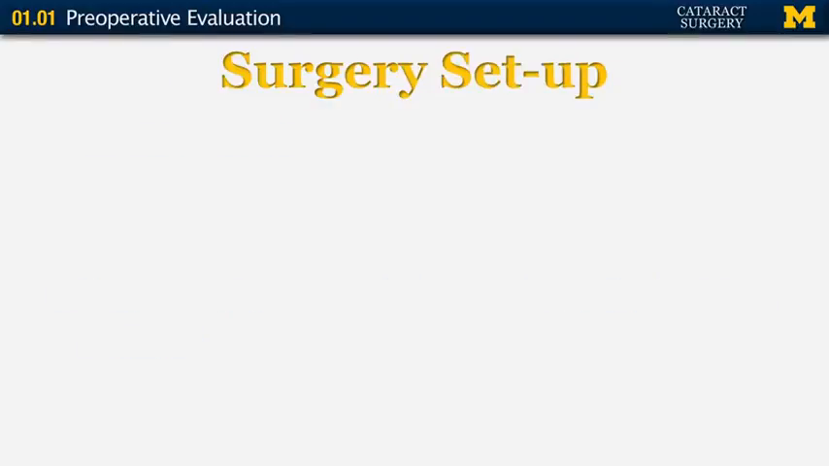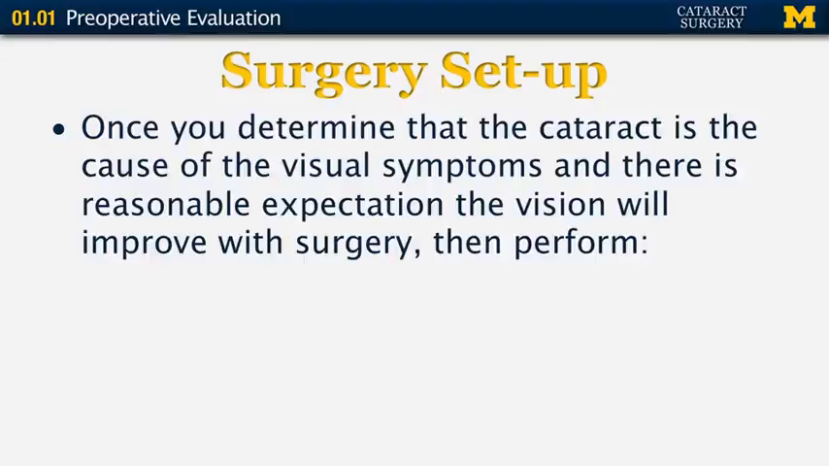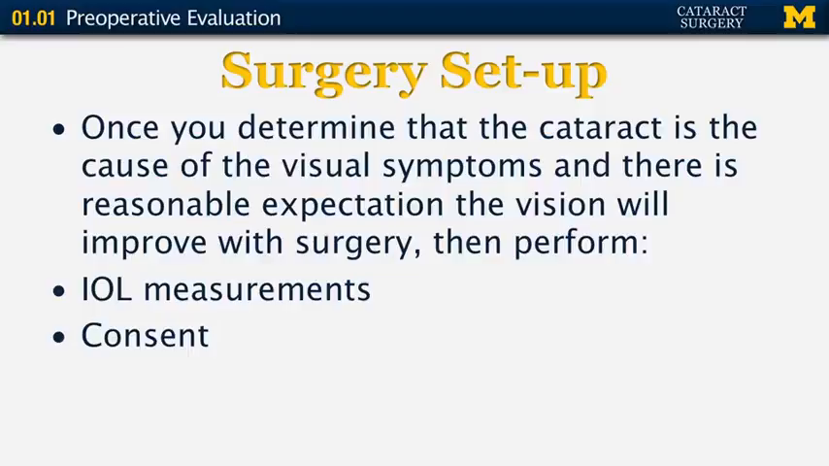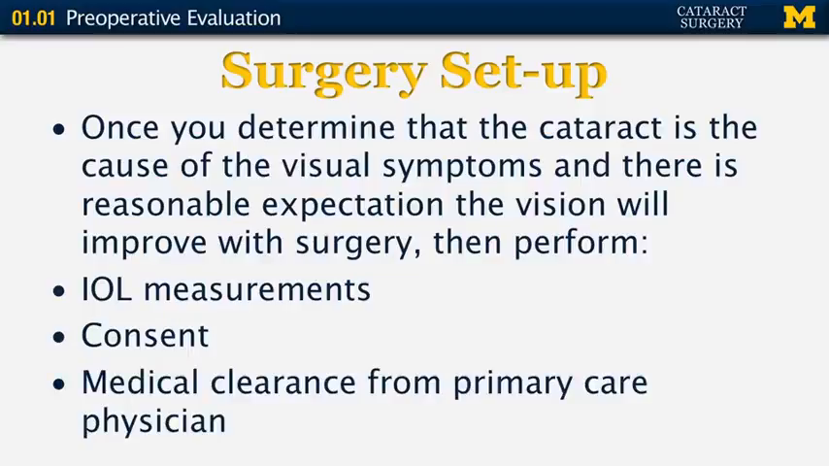Now, once we've determined that the patient is a candidate for cataract surgery, that the cause of the visual symptoms is the cataract, and there is expectation that the vision will improve with surgery, then we have to perform lens measurements, get the consent, and get medical clearance from the primary care physician. Another talk will address the intraocular lens measurements. I will talk about the consent process.